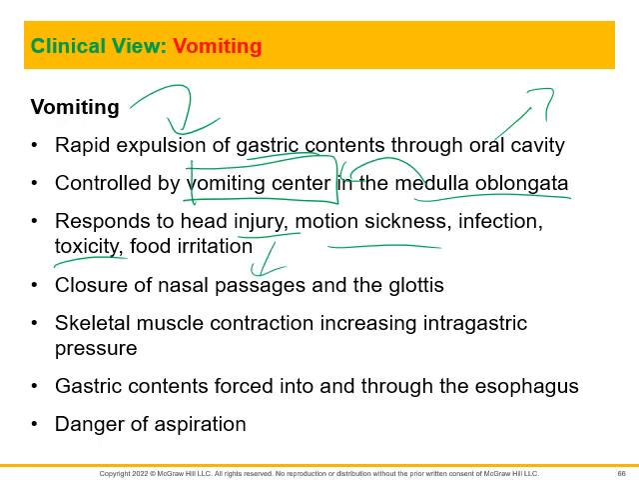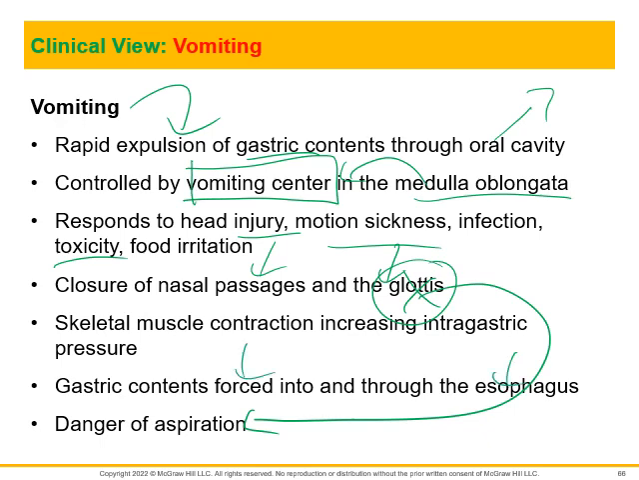Hopefully your nasal passage will close, your uvula and your glottis. We do not want the food to go to the glottis because that would lead to the trachea. We do not want to aspirate the contents if we're trying to get it out of the body. So these contents are forced into the esophagus. This is why if somebody's throwing up, you're supposed to turn them on their side so that they can't choke on their own vomit, right? Or they can't aspirate the vomit.